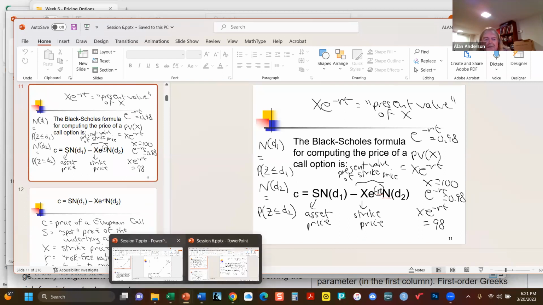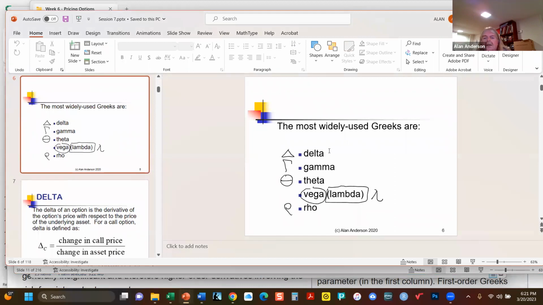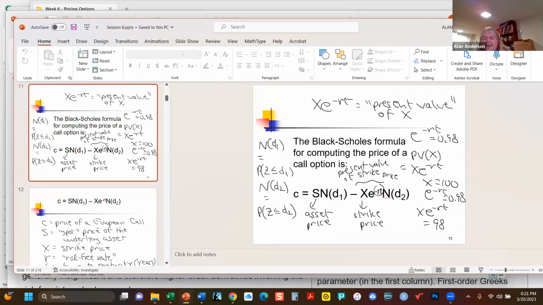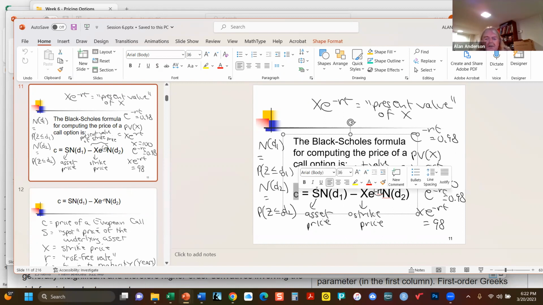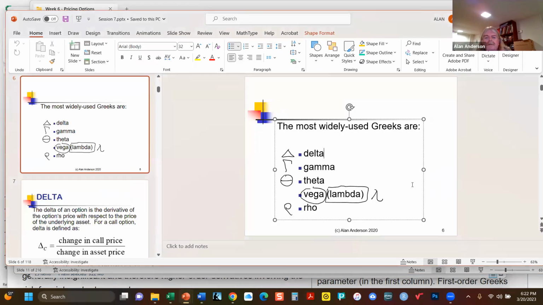Now I lost my place. There it is. The delta is basically a measure of how sensitive the call's price is to changes in the asset price. So basically what somebody did was they took the derivative of this call price with respect to S. And so the result is that the delta, at least for this case, is N(d1). And that's where it comes from. It's the sensitivity of the call price in the Black-Scholes model to changes in the stock price or asset price. And then we also have gamma, which we'll get to in a few minutes, theta, lambda, and rho.